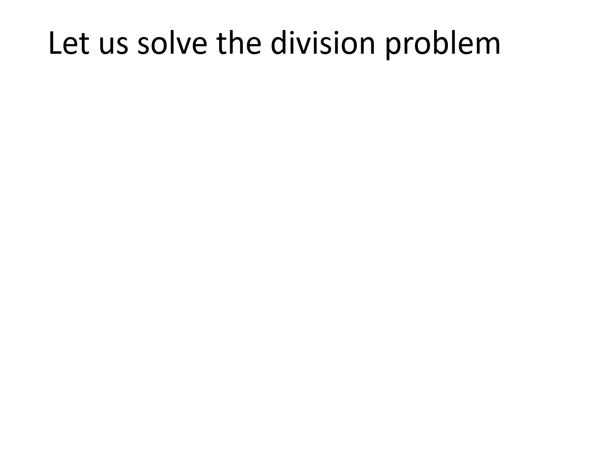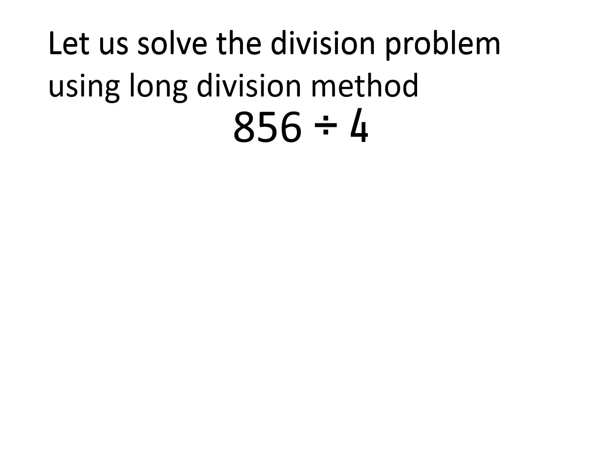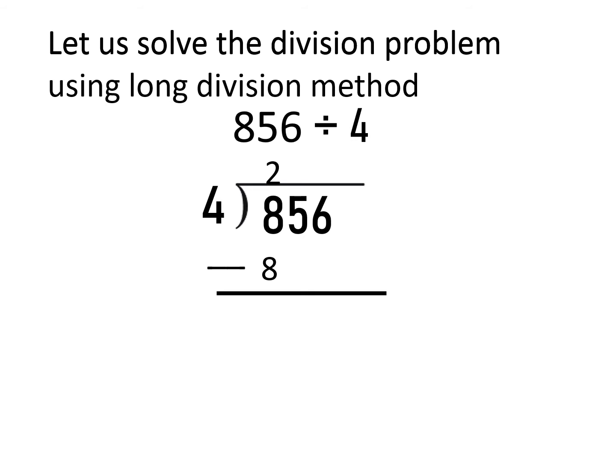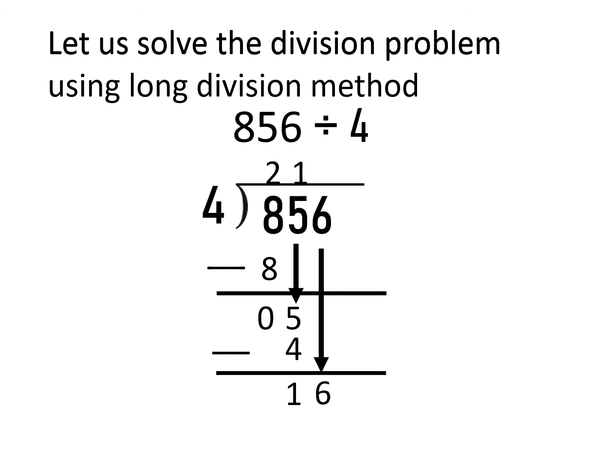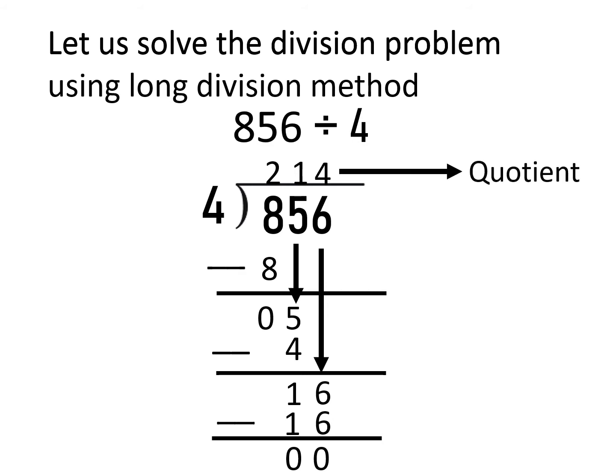Let us solve the division problem using long division method. The number given here is 856 divided by 4. 4 taken 2 times is 8. 8 take away 8 gives you 0. Bring down 5. 4 taken 1 time is 4. 5 take away 4 is 1. Bring down 6, which becomes 16. 4 fours is 16. Now let us take away. We get 0. 214 is quotient and 0 is the remainder.